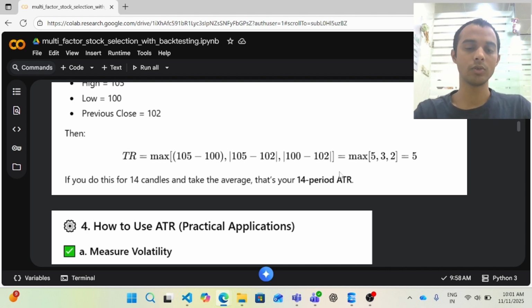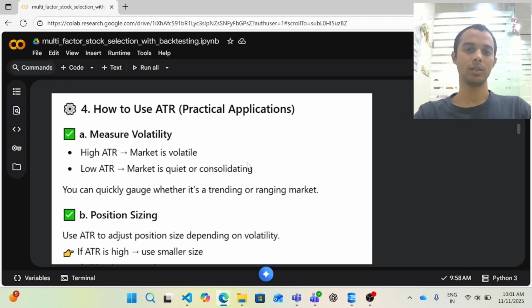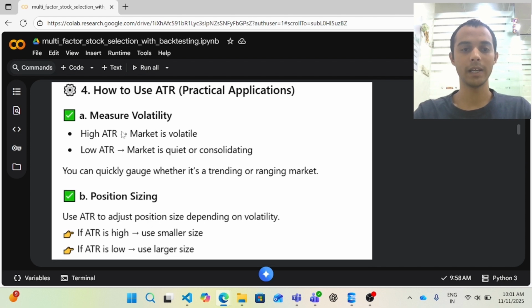And how you can use it, let us see in practical application. The first and basic thing is that you will get to know the volatility, that the market can move this much. High ATR means the market is volatile. Low ATR means the market is quiet, and you just have to sit and wait for a good breakout.